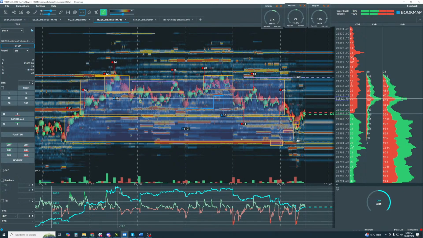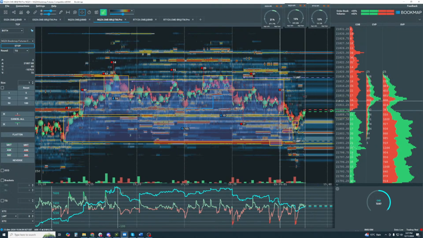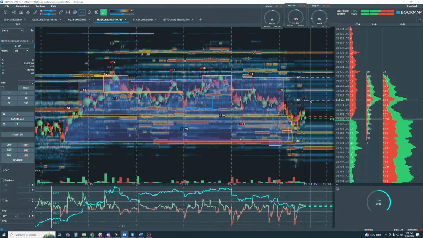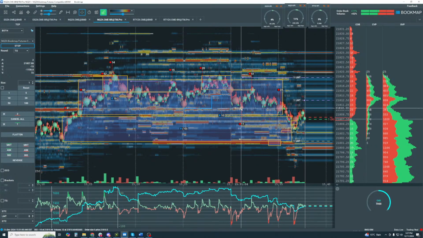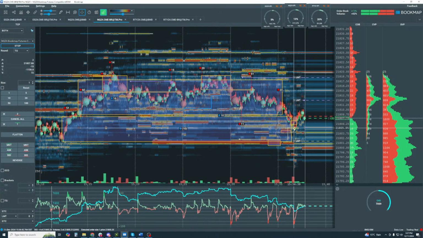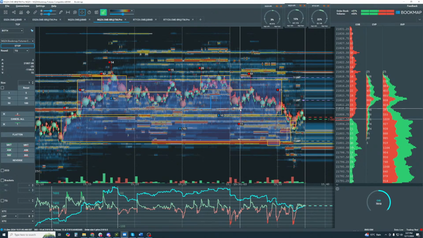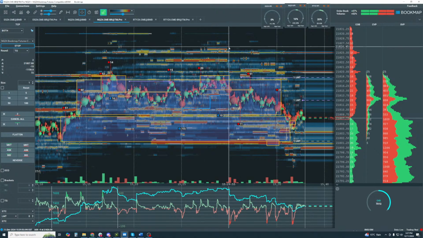We do have kind of a high volume node here, right? This is kind of where the sellers came in and dropped it. So maybe we consider taking some off up there. Okay, so this was our original entry. Here's our second entry. This would be a small take profit, and we have our original take profit up at the highs of the day here.